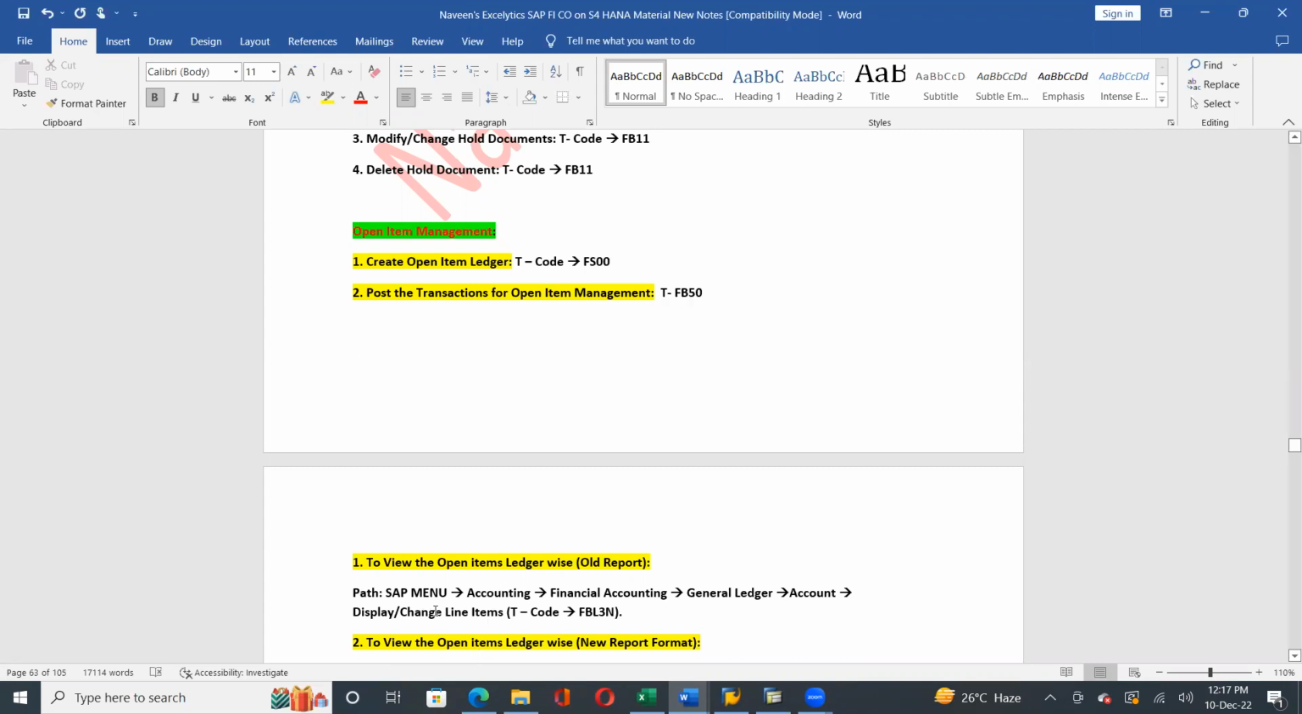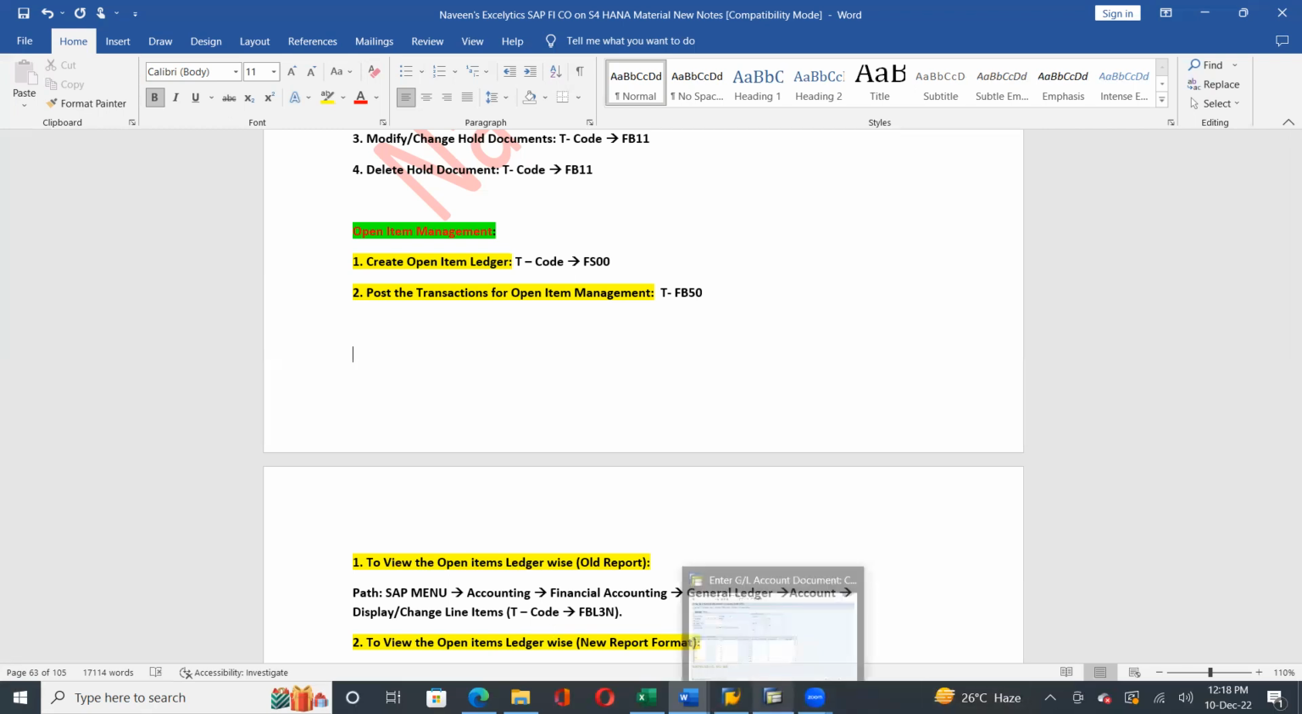SAP menu. Accounting. Financial accounting. General ledger. Account. Display or change line items. Transaction code FBL3N. Transaction code FBL3N.